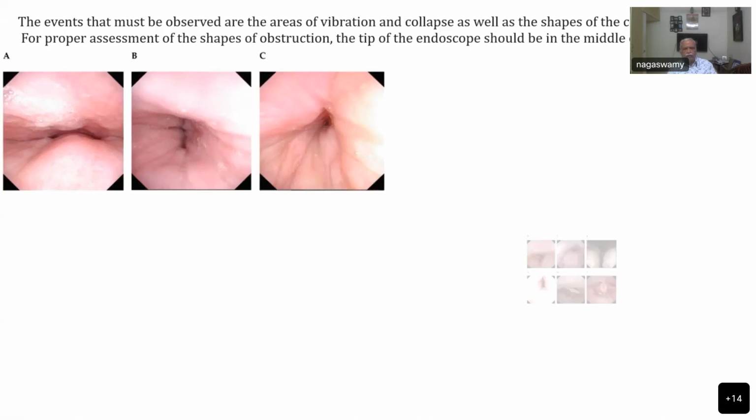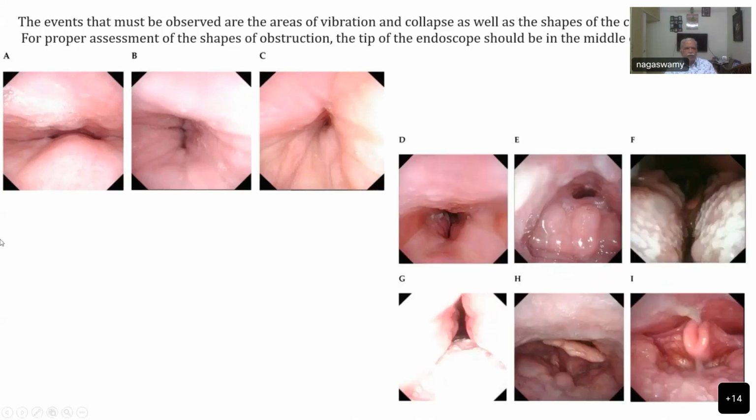So these are all the pictures which show the various levels starting from the nose as you go in. This is how each level looks. So A, B, C, you can see, D, E, F. This is the base of the tongue, looking like a book being opened. And this is a little lower down. This is the epiglottis. So all these levels are being seen here.